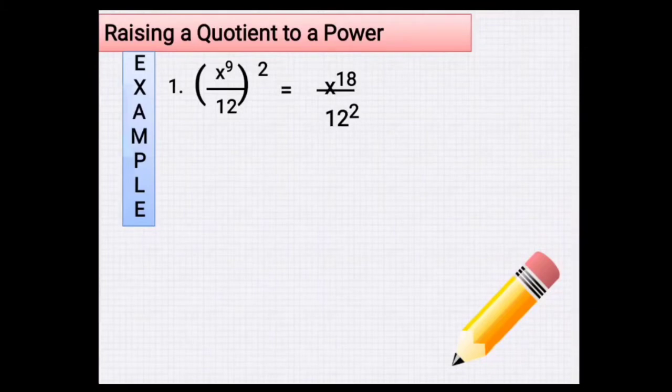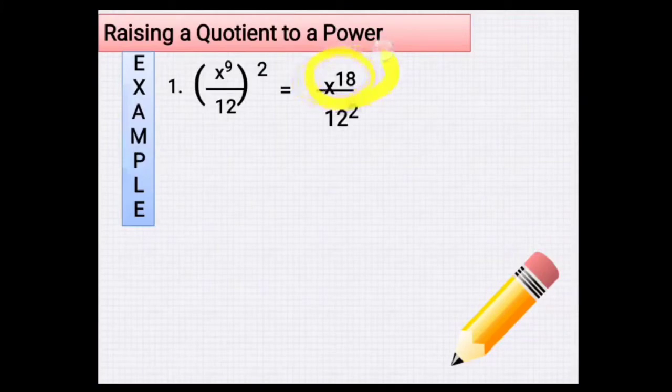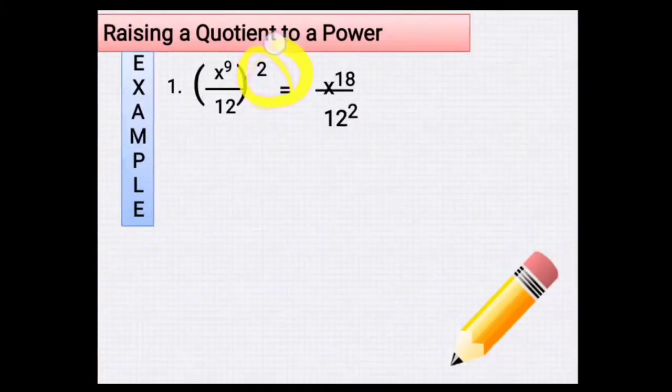So let's start with the numerator. As you can see, we have x to the 9th power. What you are going to do is multiply the exponent outside the parentheses, 2, to 9. So 2 times 9 is 18. Therefore, the answer is x raised to the 18th power. Now, if we do that on the numerator, we also have to do that on the denominator. So what is the exponent of 12? There is no visible exponent, therefore that is automatically 1. So 1 times 2 is 2. Therefore, the exponent now of 12 is 2.